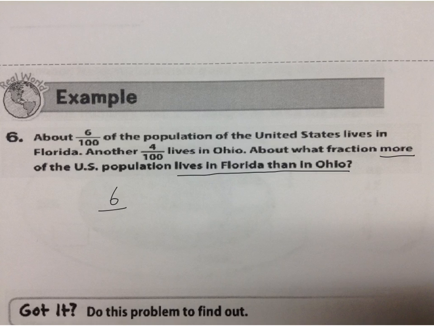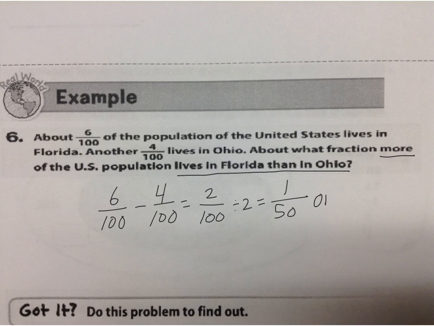So I'm going to write down 6 over 100. That's Florida compared to Ohio. So first I check that the denominators are the same. They're both 100, so the denominator stays as 100. 6 minus 4 will give me 2. I can reduce this by 2, and I'll get 1 over 50. So I can say 1 over 50 of the population.